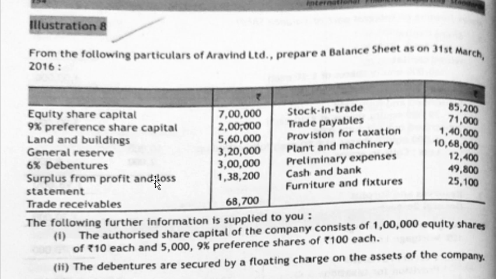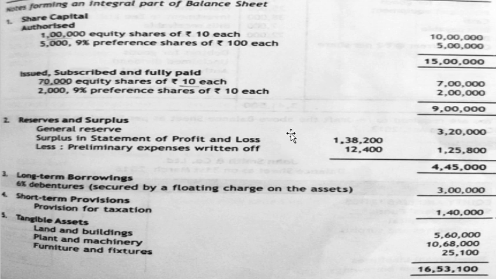Now in this question, they have given a surplus from the profit and loss statement on the liability side. The surplus from the profit and loss statement is the profit that Arvind Limited has earned, which is 1,38,200. As per the working note, general reserves are recorded as 3,20,000, and the profit earned during the year is 1,38,200. With that profit, we will set off all the expenses, so preliminary expenses are written off.